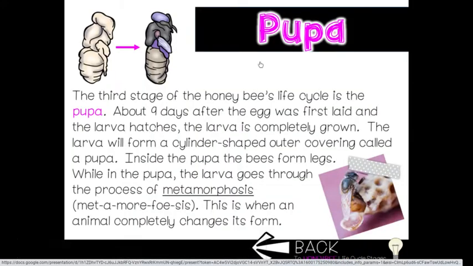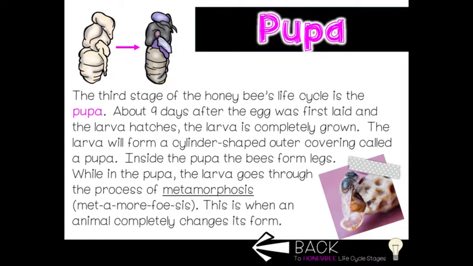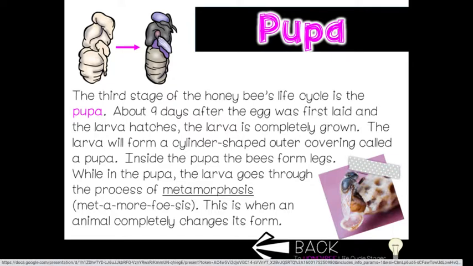Pupa. The third stage of the honeybee's life cycle is the pupa. About 9 days after the egg was first laid and the larva hatches, the larva is completely grown. The larva will form a cylinder-shaped outer covering called a pupa. Inside the pupa, the bees form legs. While in the pupa, the larva goes through the process of metamorphosis. This is when an animal completely changes its form, and this should remind you of the butterfly.